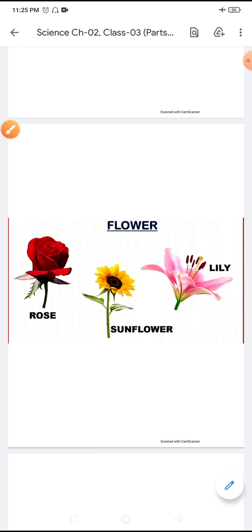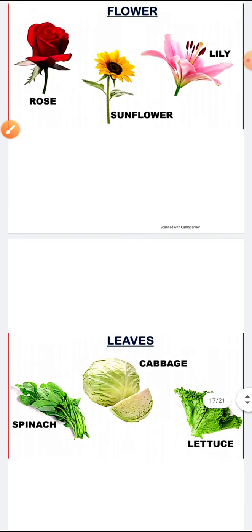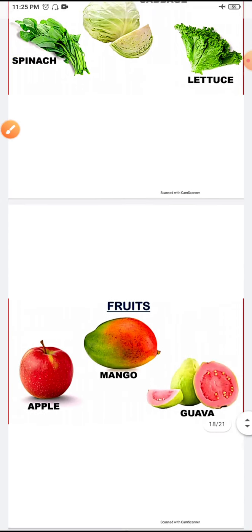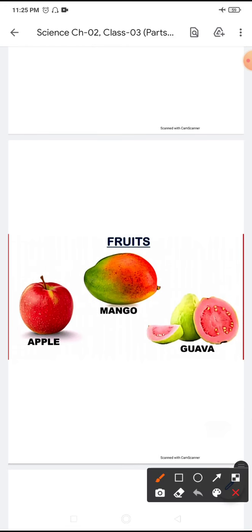Now leaves: spinach, cabbage, lettuce. These are the examples of leaves. Last, fruits: apple, mango, guava. These are some examples of fruits.